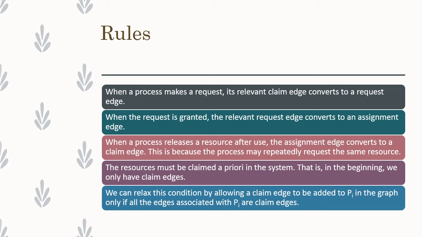We can relax this condition by allowing a claim edge to be added to Pi in the graph only if all the edges associated with Pi are claim edges. So if you have a process with some request edges or some assignment edges, then a new claim edge cannot be added to it. But if you have a process with all edges that are claim edges, then this means that it is still in the process of making a claim and you can add a new claim edge.